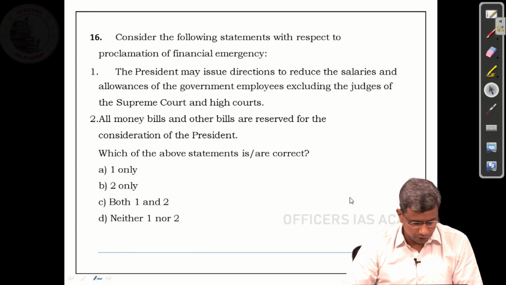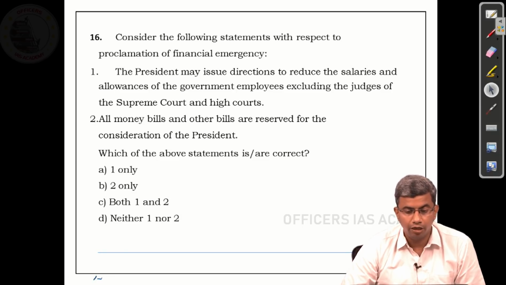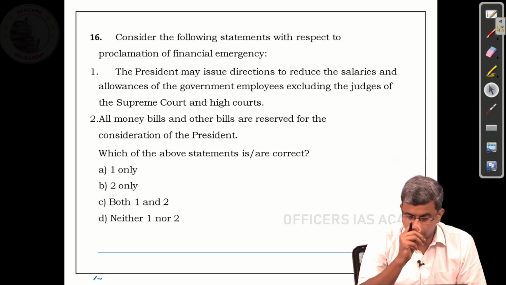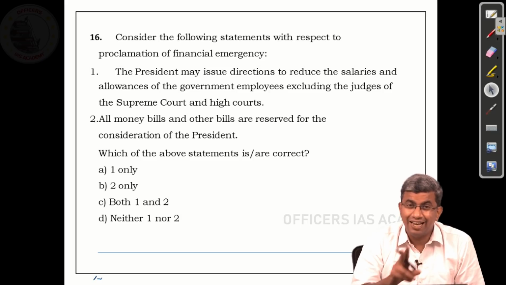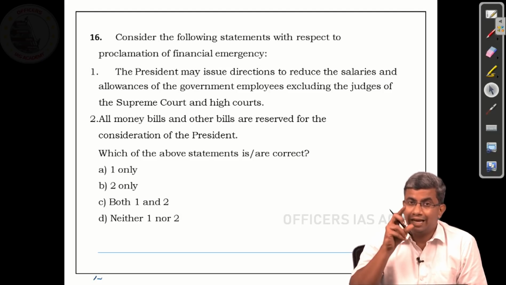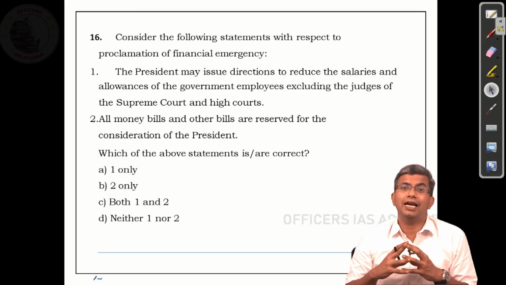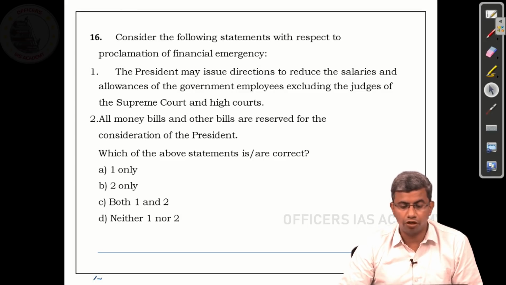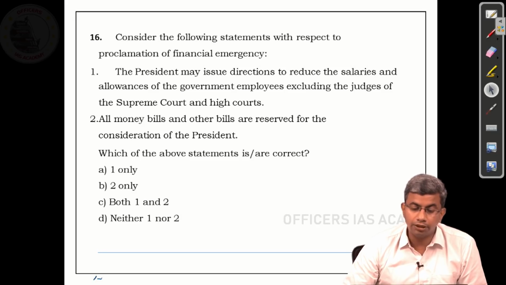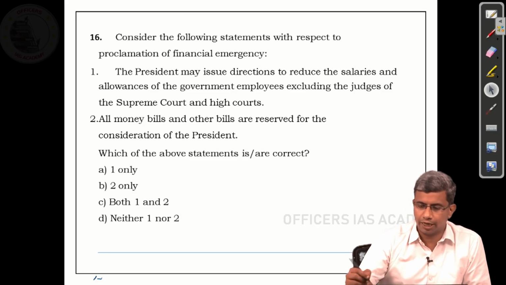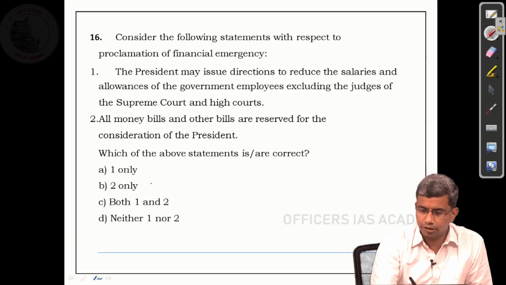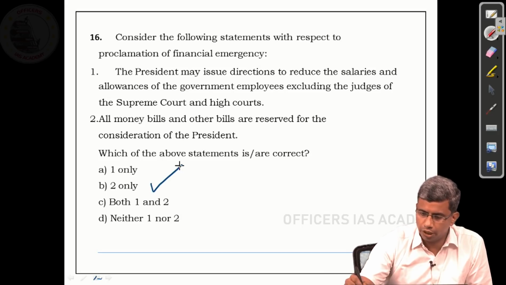Consider the following statements with respect to proclamation of financial emergency. The President may issue directions to reduce the salaries and allowances of government employees, excluding the judges. No, we have seen even during independence of judiciary, if there is a financial emergency, then their salaries can be reduced. So the first statement is obviously wrong. All money bills and other bills are reserved for consideration of the President. That is a correct statement. So the correct answer is B, 2 only. Right?